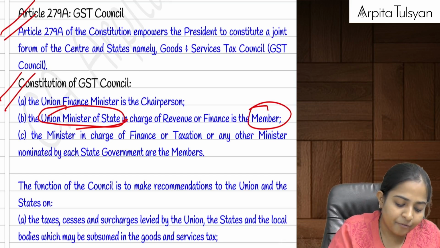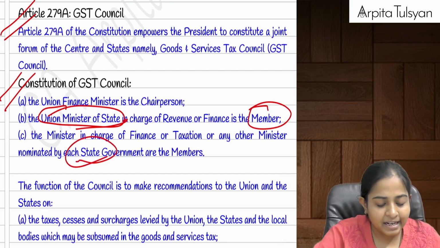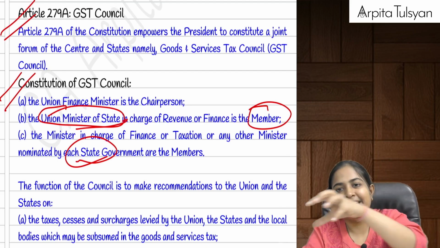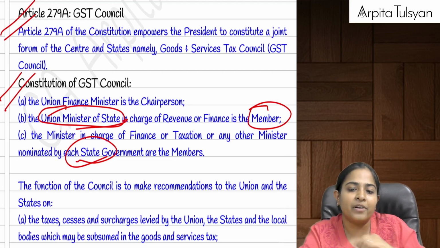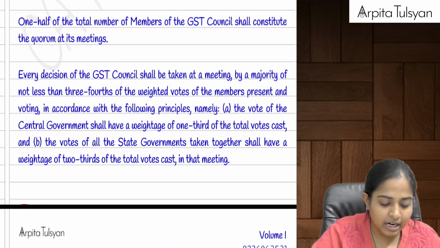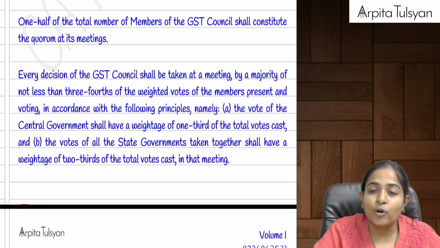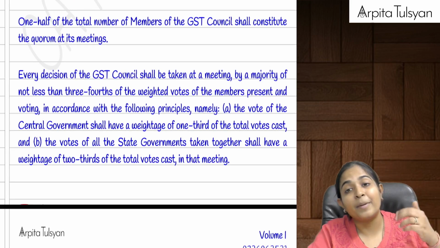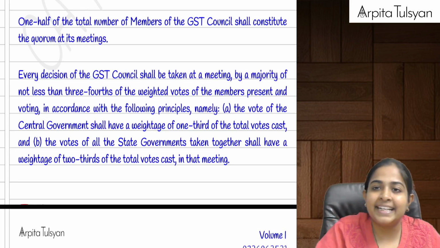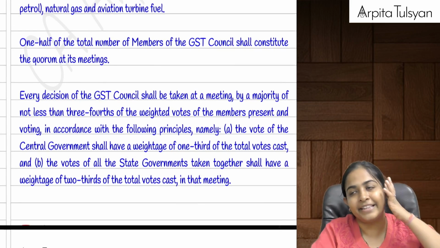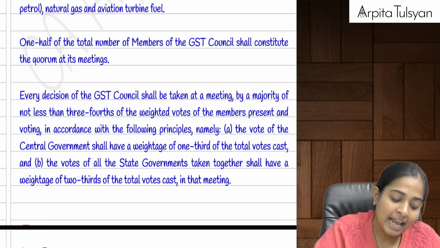Okay, and then from each state, whoever is the minister in charge of finance or taxation of each respective state, these people will come and will form part of the members of the GST Council. Then you remember, on petroleum, natural gas, ATF, etc., GST will be applicable from a notified date. That date can be recommended by the GST Council, that from so and so date we can make GST applicable on petrol, diesel, etc.